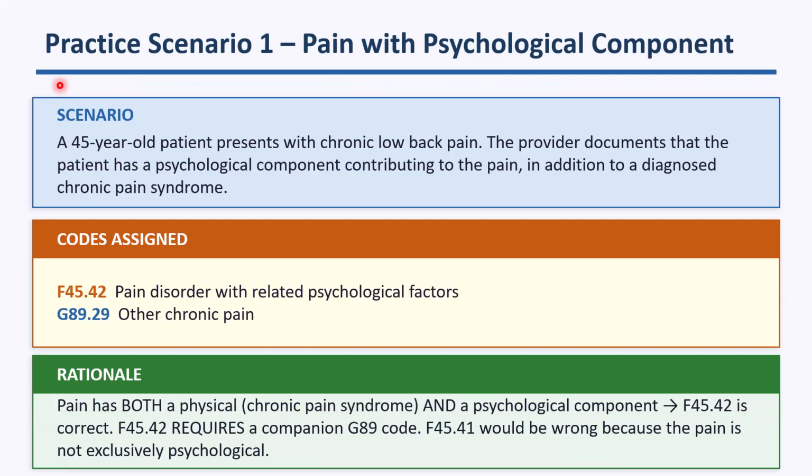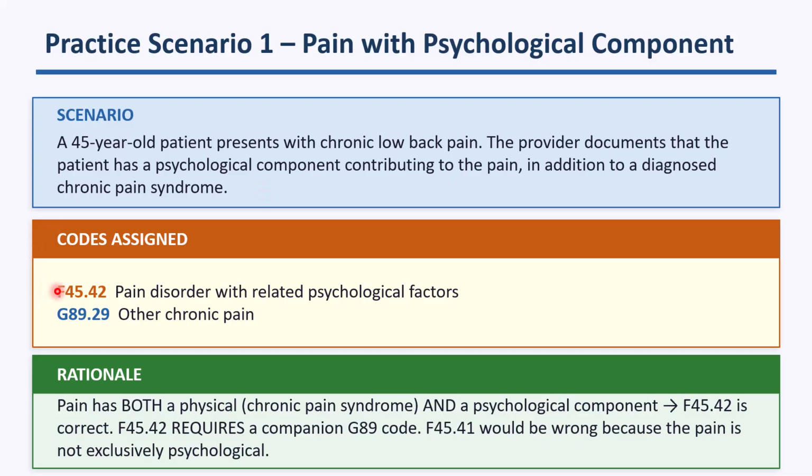Alright, practice time. Pause the video if you want to work through this one yourself before I walk through the answer. Scenario: a 45-year-old patient presents with chronic lower back pain. The provider documents the patient has a psychological component contributing to the pain in addition to the diagnosed chronic pain syndrome. So think of the answer. Find the answer using ICD-10-CM.